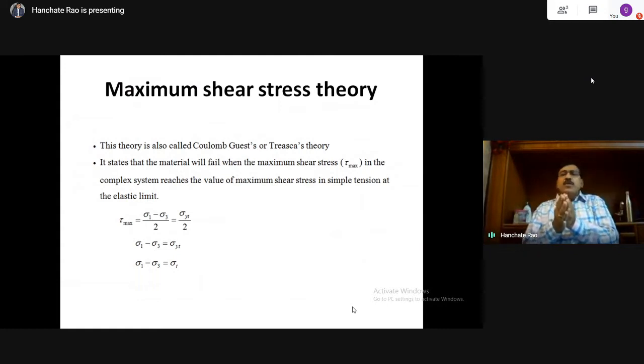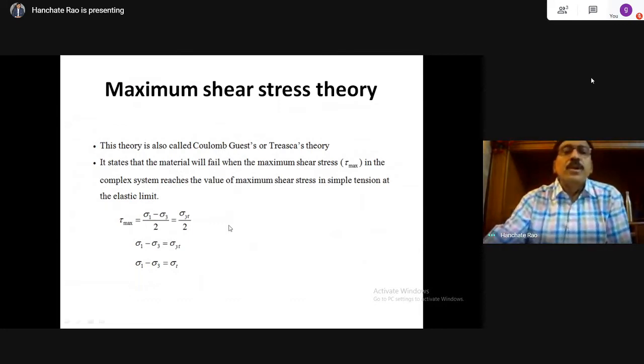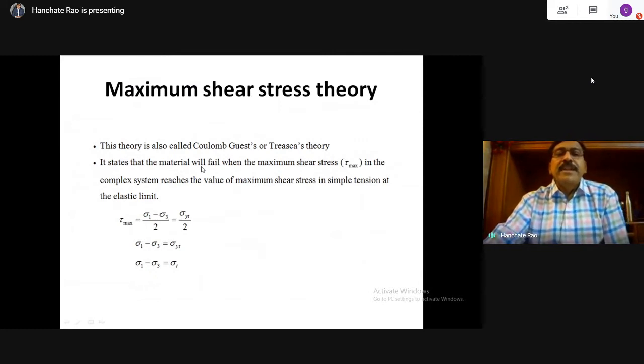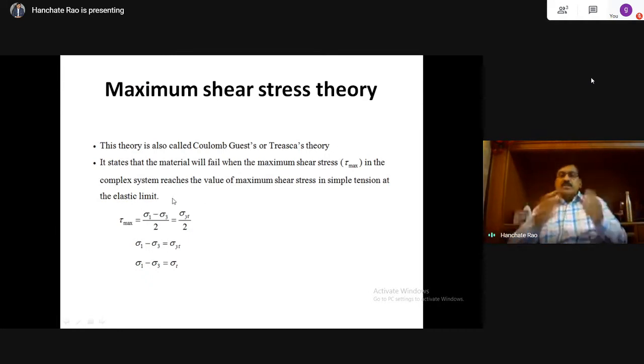Here, in the maximum shear stress theory, we compare shear stress due to principal stresses with shear stress at the yield point or the elastic limit of the material. So this theory states that the material will fail when the maximum shear stress tau max in the complex system reaches the value of maximum shear stress in simple tension at the elastic limit. So on one side, maximum shear stress due to principal stresses. On the other side, maximum shear stress in simple tension at the elastic limit.